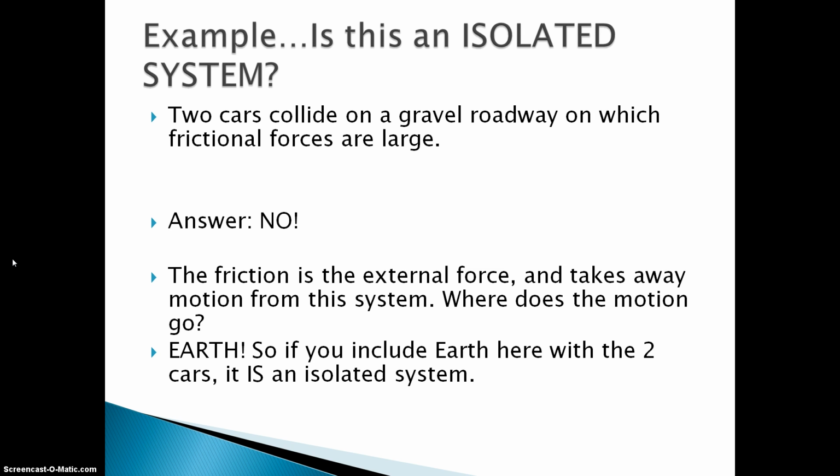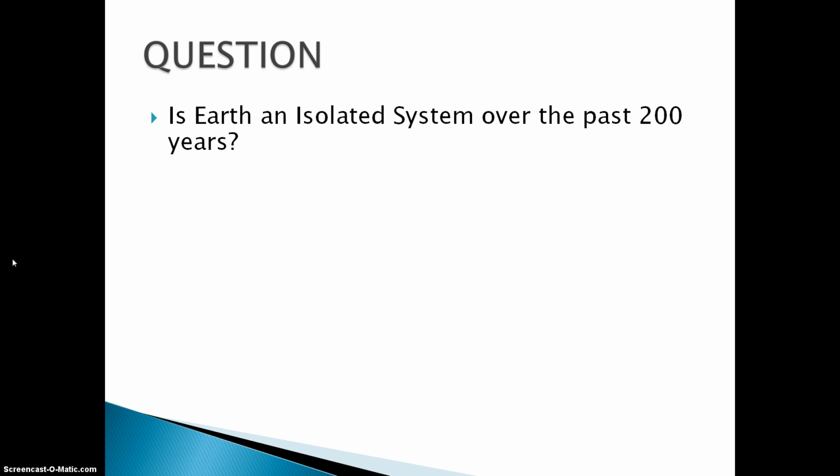It's kind of tough to do there because Earth has got so many other things going on. So when 2 cars are colliding with friction, both cars are slowing down, which means somehow the Earth is gaining speed as well, or maybe it's just absorbing the motion. There's all these different things happening. Question. Over the last 200 years, has Earth been an isolated system all itself? Or in other words, has all the motion on Earth stayed on Earth? And vice versa? The answer is, of course, no.